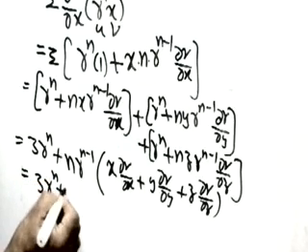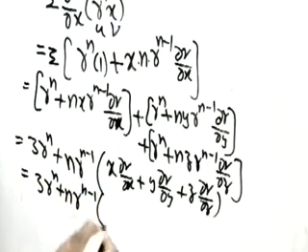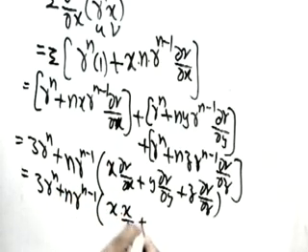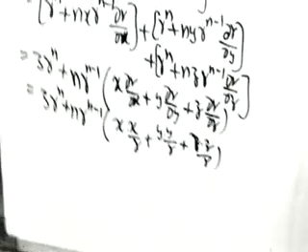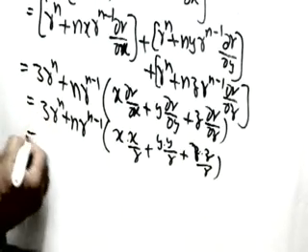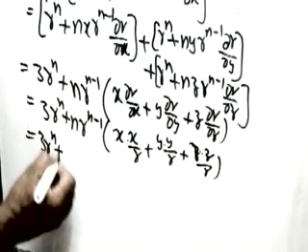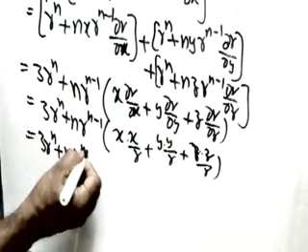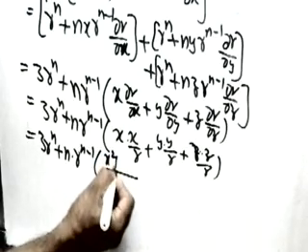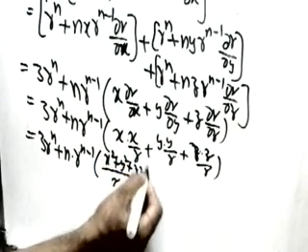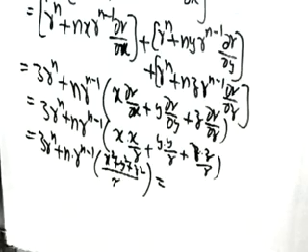Now let me change this. 3 into r^n plus n into r^(n-1) x ∂r/∂x. We already have this x by r, plus y, we have this y by r, plus z, we have this z by r. So x into x square plus y square plus z square. So let me continue. 3 r^n plus n into r^(n-1). Let me take LCM. This will be x square plus y square plus z square.